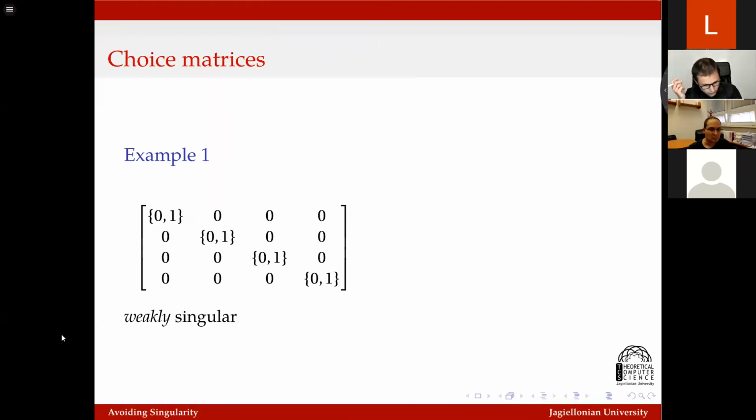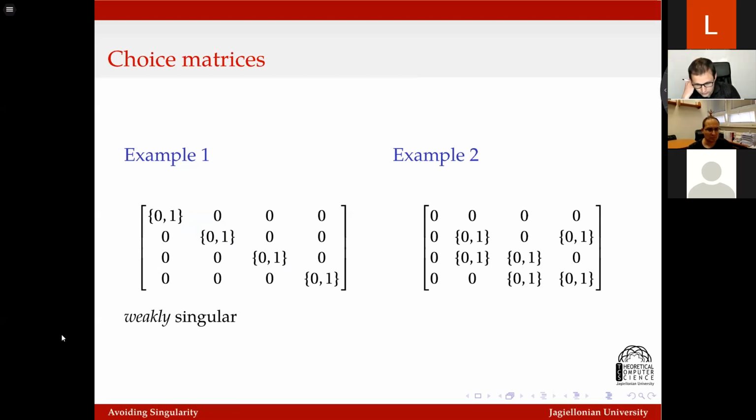So we can call such a matrix weakly singular. So there is a way to make it non-singular. But in the other example, whatever we do for those 3 entries, we will always get this 0 row, and this matrix will always be singular no matter what we do, and those matrices we call strongly singular. And I'm interested in deciding if a matrix is strongly singular.